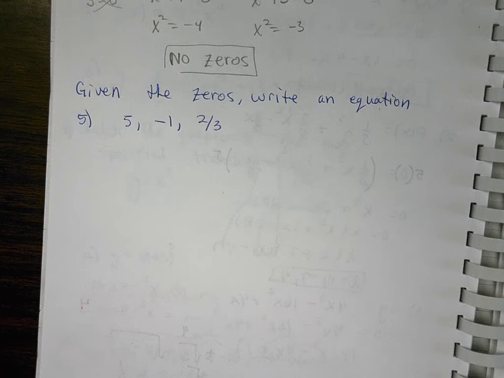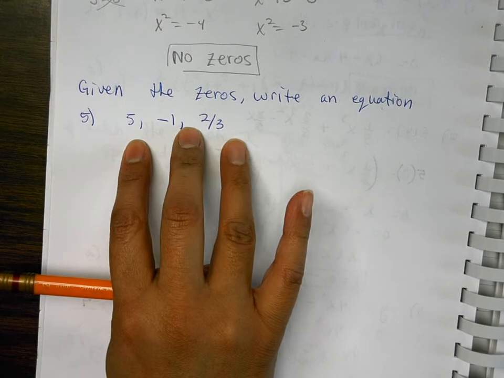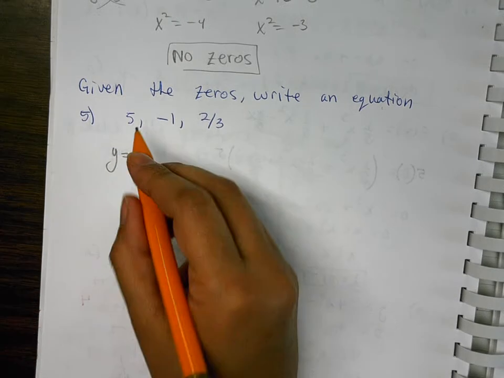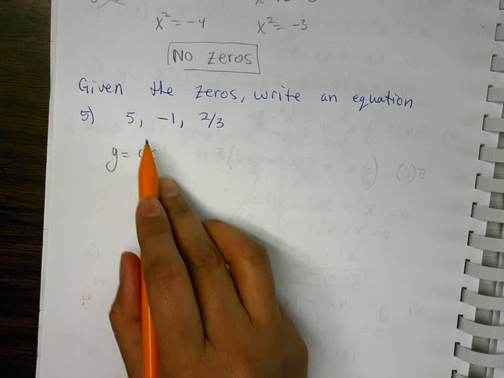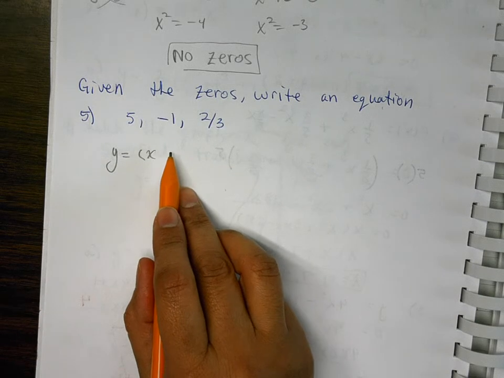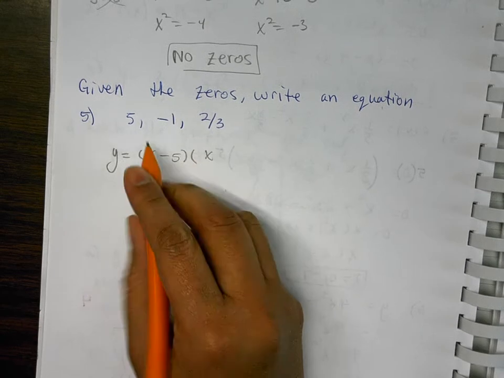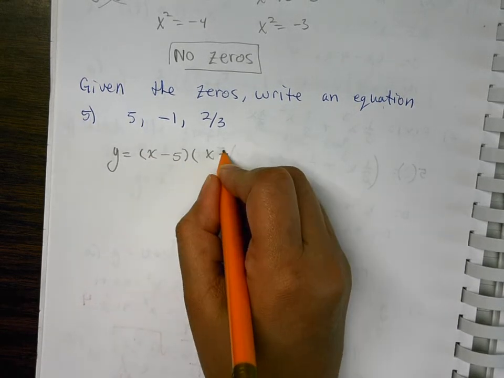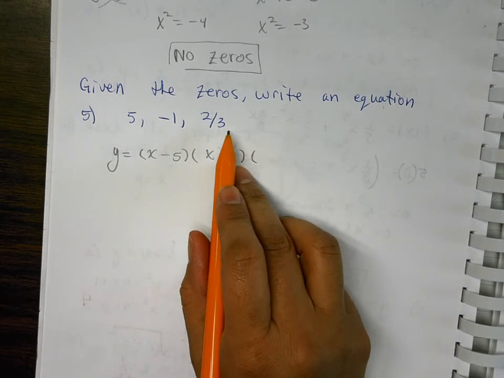Okay, how many zeros did I give you? 3. And I gave you no multiplicity, which means they all have a multiplicity of 1. All right, y equals, parentheses. Going backwards, if 5 is a 0, what would have been in parentheses when I used my zero product property? X minus 5. Good job. And then for the negative 1 to have been an answer, I would have what in parentheses? X plus 1.